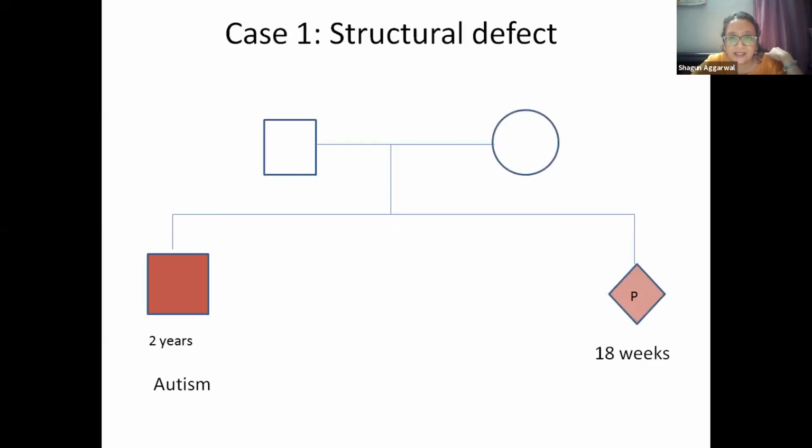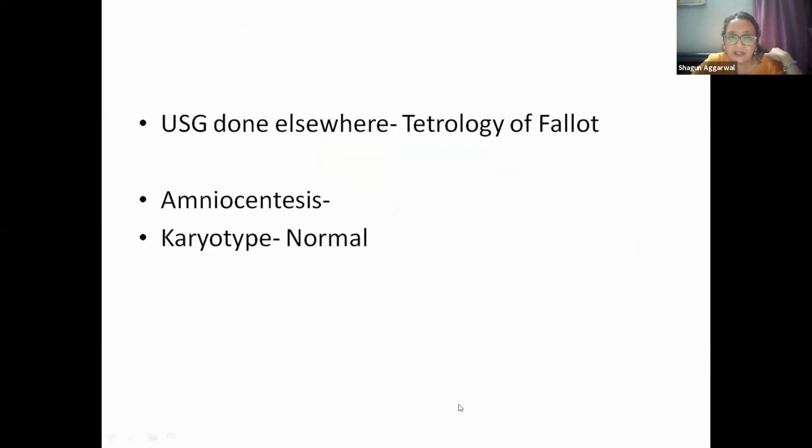So this is the first case where we had a non-consanguineous couple, and their first baby was affected with autism, and they had come to us at 18 weeks with a referral diagnosis of ultrasound showing tetralogy of Fallot, and an amniocentesis revealed a normal karyotype. But we all know that tetralogy of Fallot is basically a conotruncal defect. It shows a high association with DiGeorge syndrome.